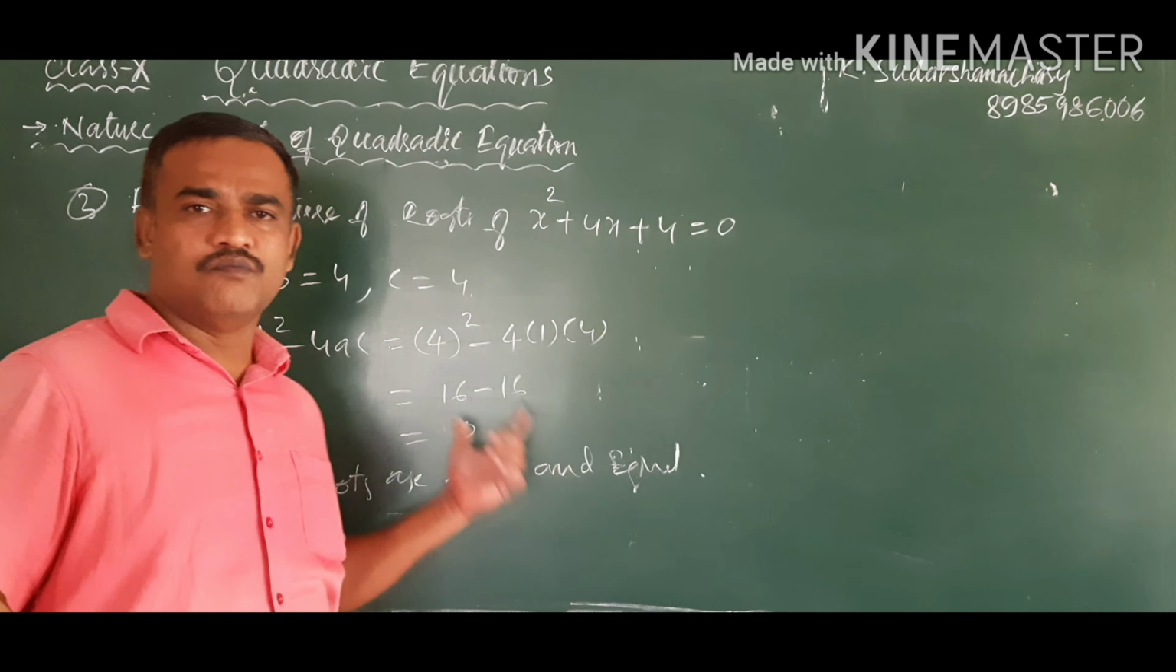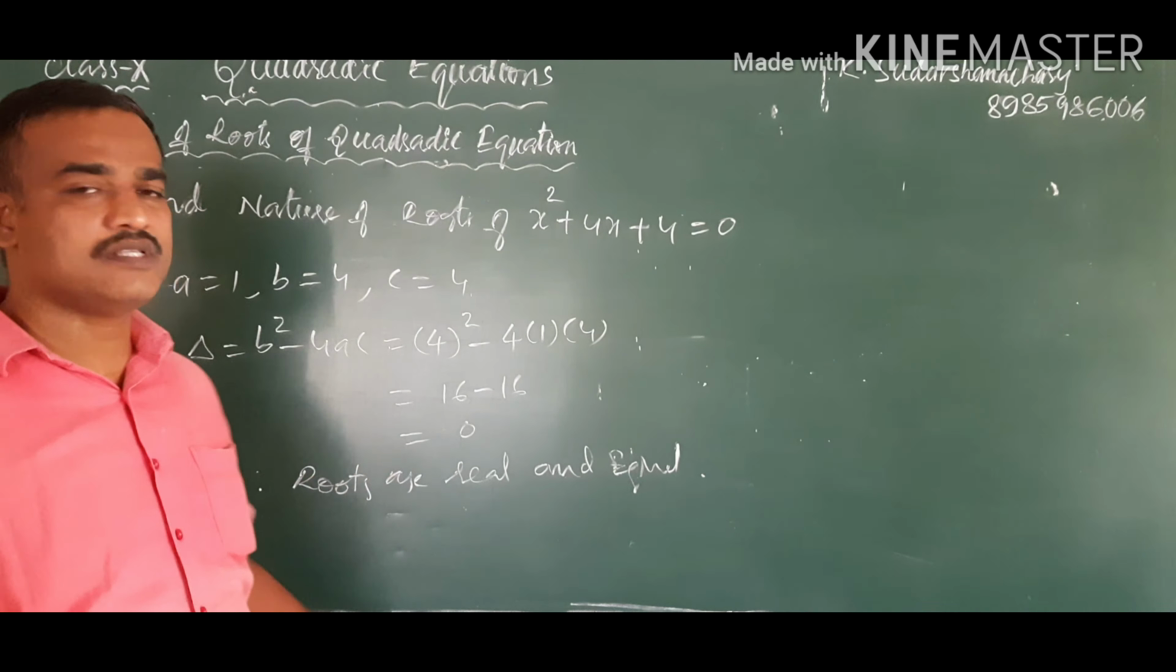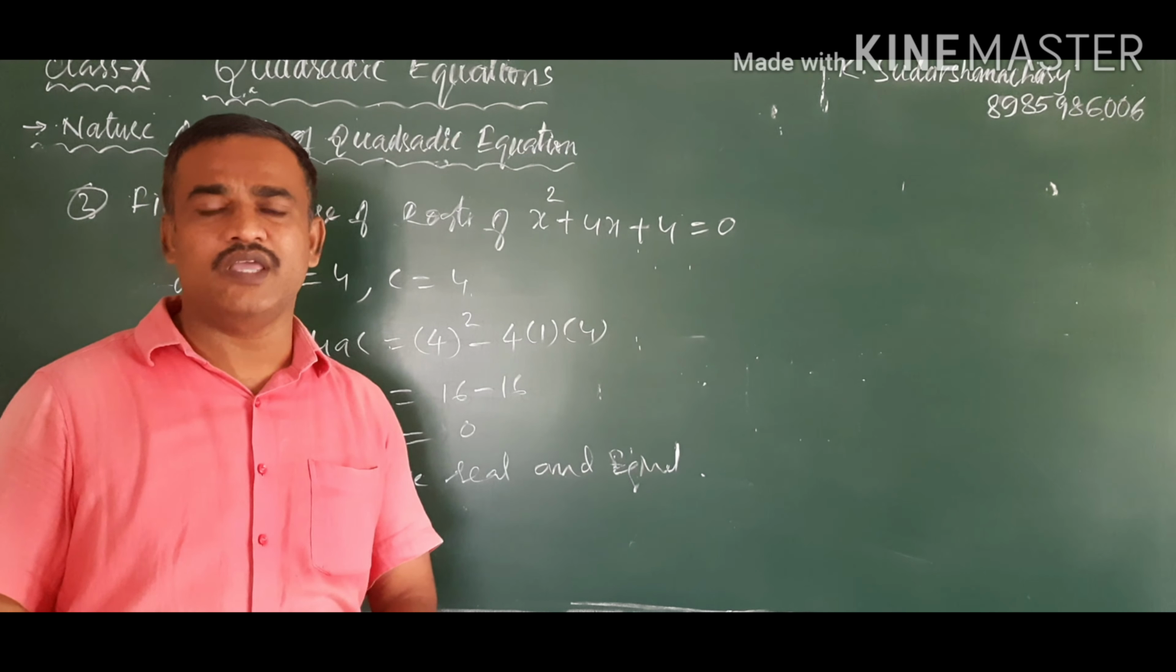Okay. So like this, we can say the nature of roots of a quadratic equation by using the discriminant of the formula x = (-b ± √(b² - 4ac)) / 2a.